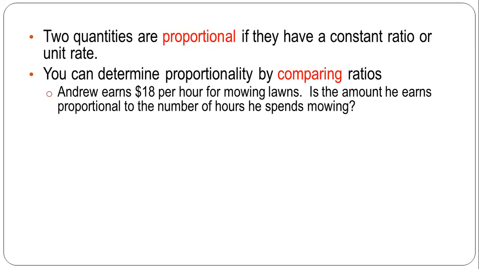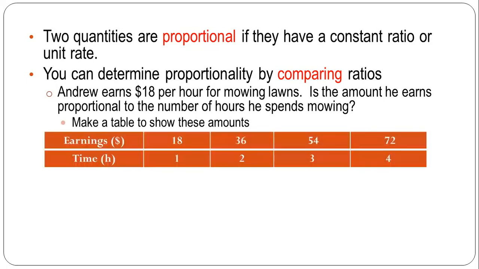Andrew earns $18 per hour for mowing lawns. Is the amount he earns proportional to the number of hours he spent mowing? Okay, so make a table to show this amount. So, ang earning niya ay 18 per hour. So, meaning kapag dalawang oras siyang nagtrabaho, 36 yung earning niya. Kapag tatlo, $54 yung earning niya. At kapag apat na oras, $72 naman yung earnings niya.